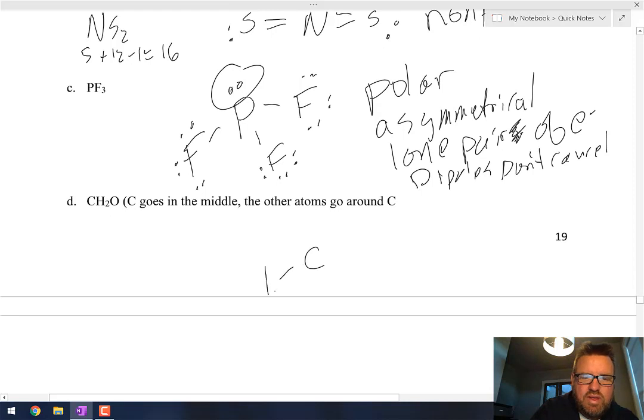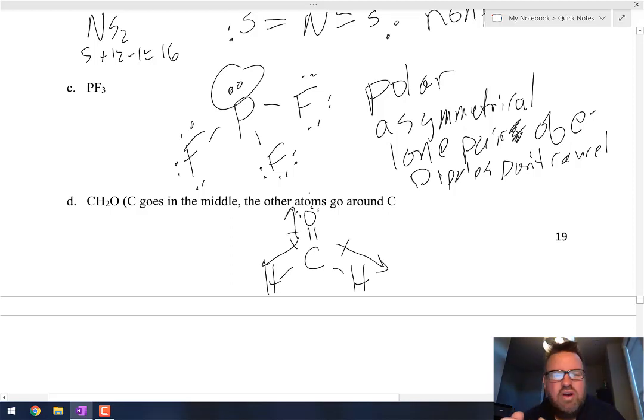Okay, CH2O, the C goes in the middle, the other atoms go around C. So you've got a C, H, H, double bond to the O, looks like that. That is a trigonal planar shape. If all three of those bonds were the same, then you would have a dipole going this way and this way, and yes, all three of them would cancel. If it's linear, trigonal planar, or tetrahedral, those dipoles will cancel if all of the outer atoms are the same. But because oxygen is more electronegative, you've got a much, much bigger dipole, I'm making it bigger by making that dipole more filled in. Much more of a dipole pointing up than pointing down into the sides.